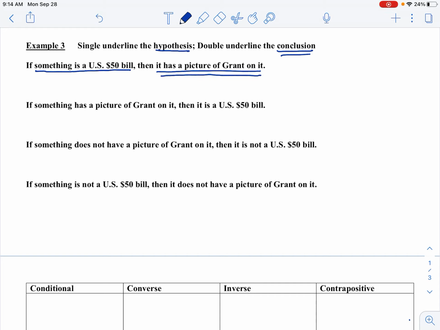So for this first statement, if something is a US $50 bill, the hypothesis P is something is a US $50 bill. Then it has a picture of Grant on it, Grant being the president. Q, or our conclusion, it has a picture of Grant on it. So please, please, please, if-then is just structuring our conditional statement. Our conclusion and hypothesis are kind of the guts that make it up. So if and then are not included. So if I go through here, I can see easily my hypothesis and conclusion.